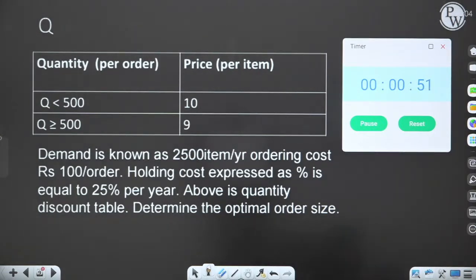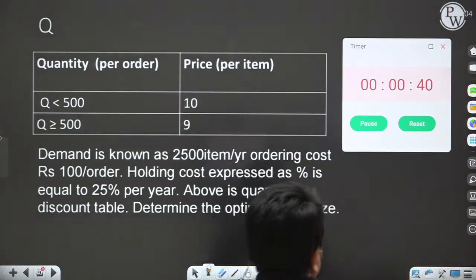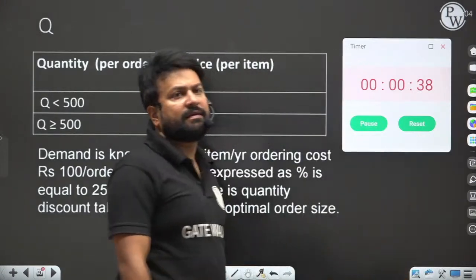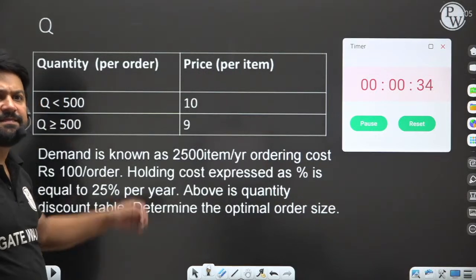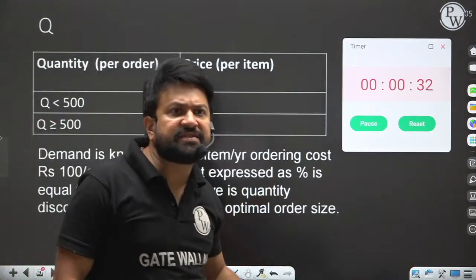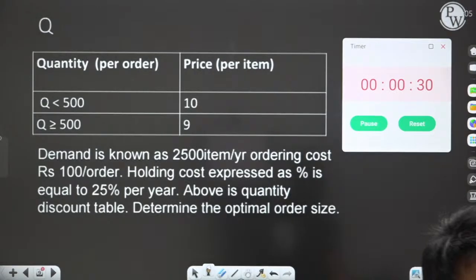So your time is going to be up, my dear. 40, 39. No, sir, I am saying we have to purchase at price 10. No, beta.